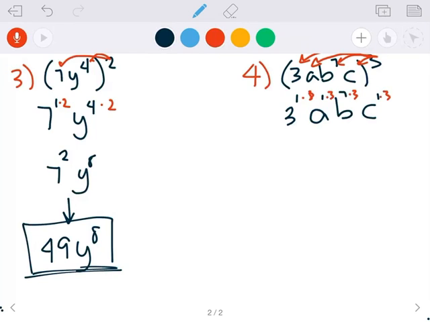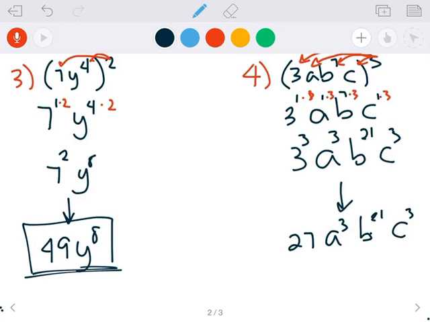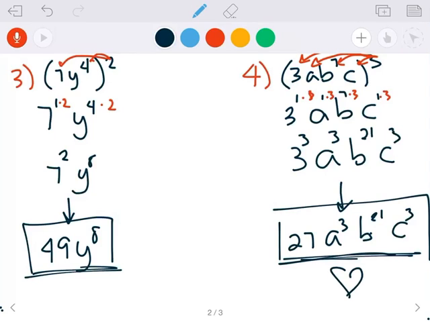Boom, boom, boom, boom. This becomes 3 to the 3rd power, A to the 3rd power, B to the 21st power, and C to the 3rd power. This is 27. Yeah, I like that.